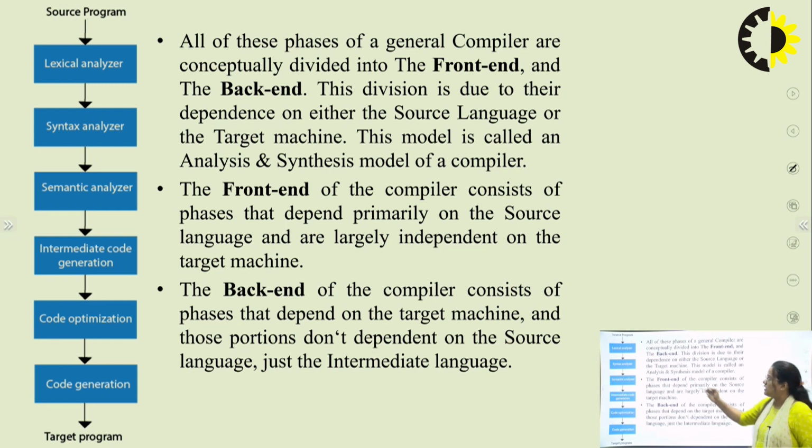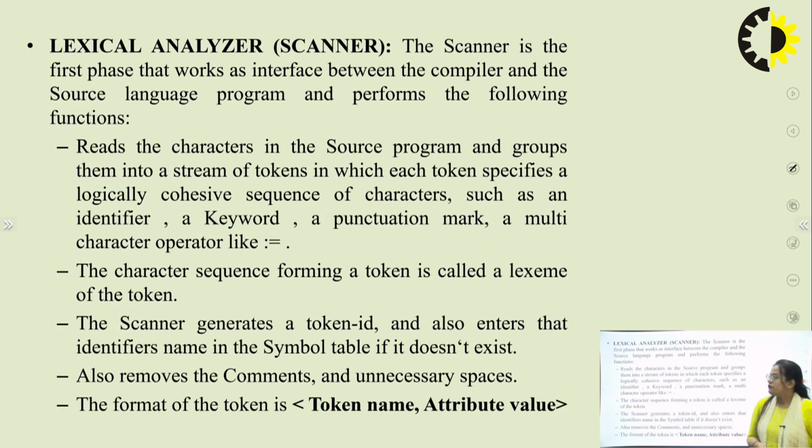So these are the 6 phases of compiler: lexical, syntax, semantics, intermediate, code optimization and code generation. Lexical, syntax, semantic, intermediate, these come into the analysis phase, the front end phase, and code optimization and code generation will be in the back end phase.